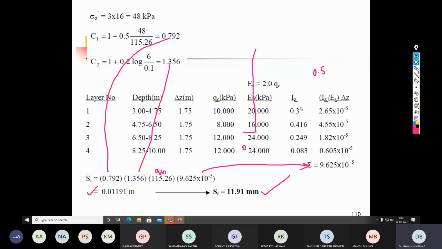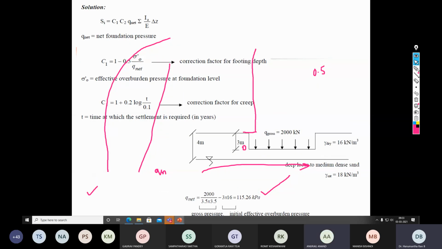Okay, so any questions in this sum? Anywhere you thought that you did not understand properly, where I can emphasize? Sir, will Q net depend upon the groundwater table? Suppose the groundwater table is at the ground surface, then Q net will be Q gross minus your 16 will become 16 minus 9.81.